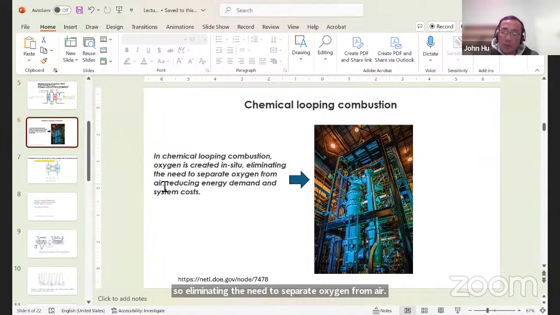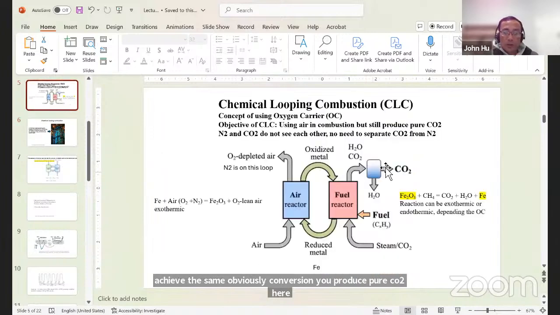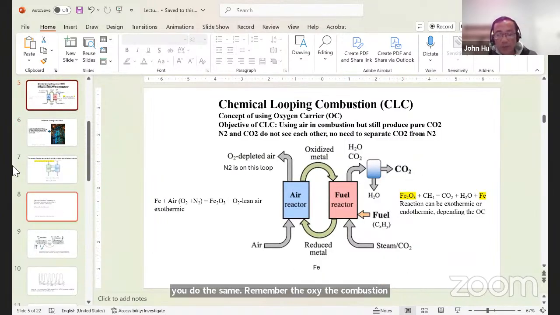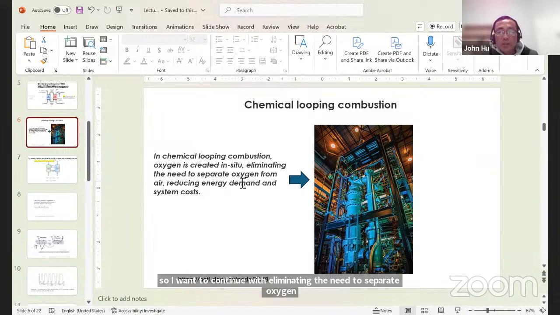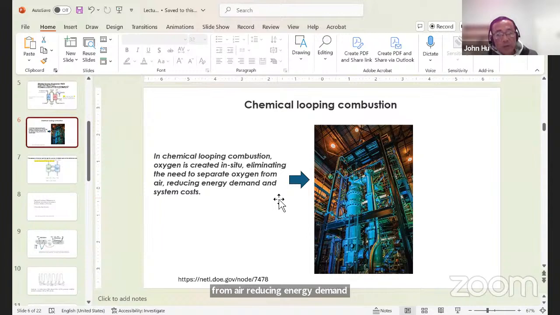Remember oxy-combustion? You had to separate oxygen from the air in order to do oxy-combustion. Chemical looping is not oxy-combustion, but achieves the same. In oxy-combustion, you produce pure CO2. Here, you do the same. Remember the combustion? You still have pure CO2, but using air. Okay, so I want to continue to read: eliminating the need to separate oxygen from air, reducing energy demand and the system cost. So energy demand, because this is really fully integrated, and there are a lot of heat exchangers involved. But true.